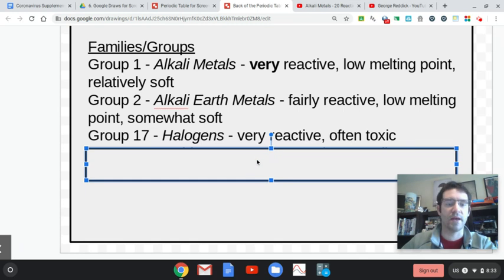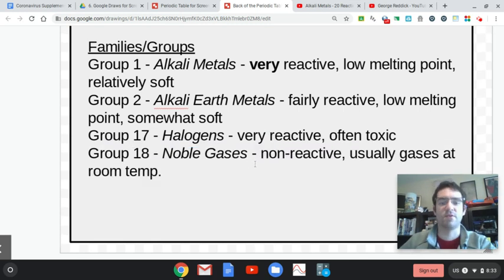Unlike the first 3 groups, the noble gases are not very reactive. In fact, they rarely react at all. They're usually found as individual atoms, and they're usually gases at room temperature, hence the name noble gases. They often say they're called noble because they like to keep other atoms or elements at a distance.